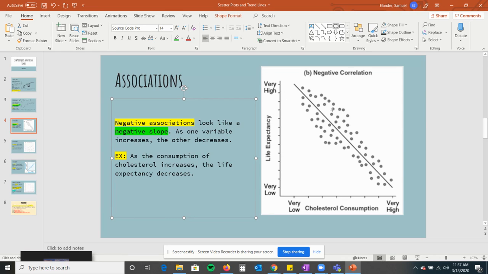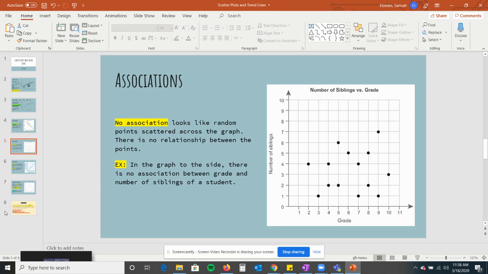Because life expectancy doesn't affect how much cholesterol you're going to eat, right? You're not like, oh, I'm not going to live very long, so I'm going to eat a ton of cholesterol. No, it works the other way around. So, all right. What about this next one?